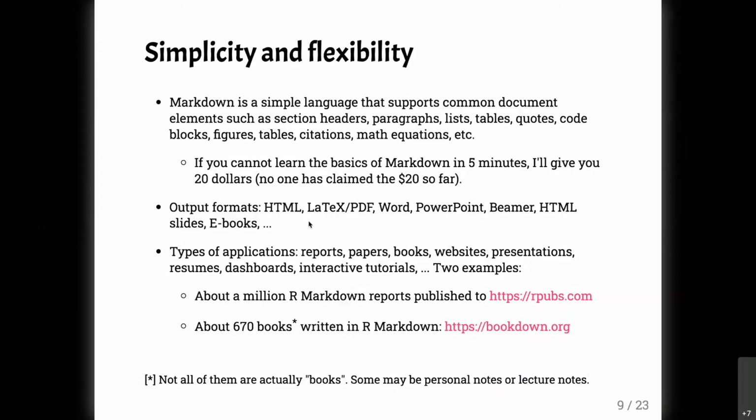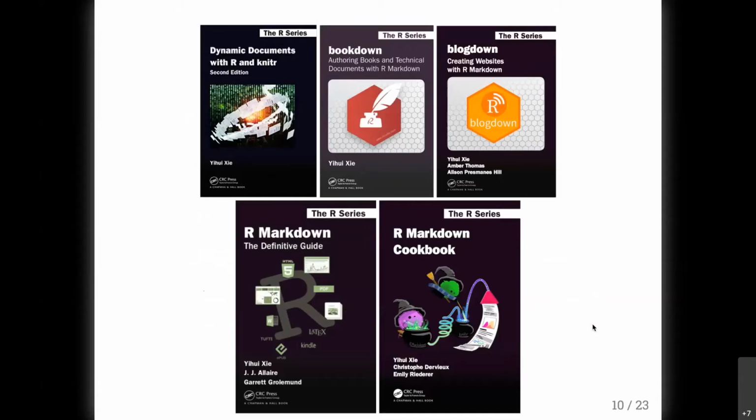Markdown can be converted to a variety of output formats, such as HTML, LaTeX, PDF, Word, PowerPoint, LaTeX Beamer, HTML slides, and ebooks. There are also many types of applications: you can write reports, journal papers, books, websites, create presentations, resumes, dashboards, and so on. You can check out these two examples, rpubs.com and bookdown.org, to see many applications based on R Markdown. Over the years, I have written a few books based on Knitr and R Markdown. Except for the first one, the next 4 books are totally open source and free.